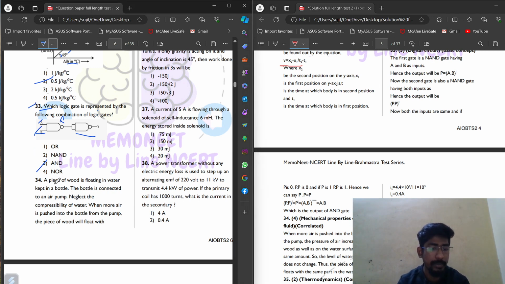A piece of wood is floating in water kept in a bottle. The bottle is connected to an air pump. Now neglect the compressibility of the water. When more air is pushed into the bottle from the pump, the piece of wood will float. Okay.